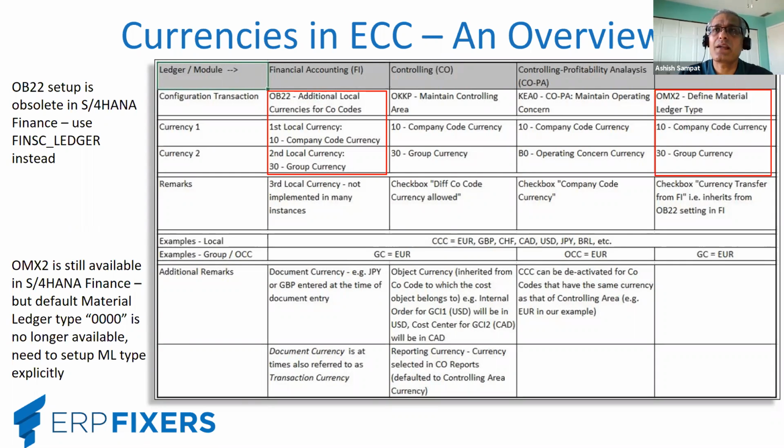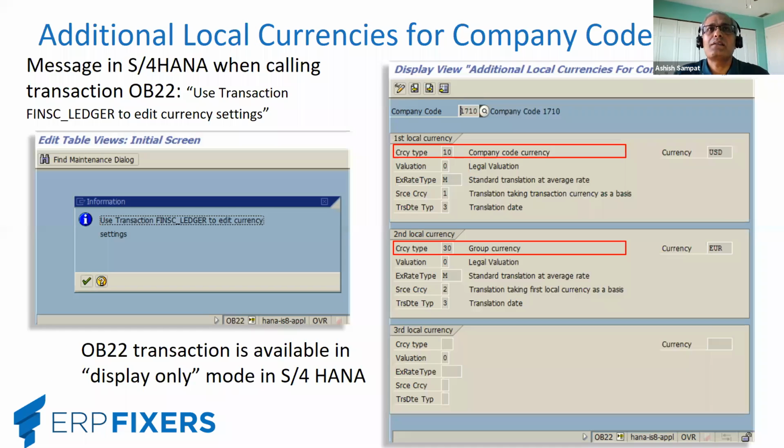So we'll look at that in the next slide. Basically, for this additional local currencies OB22, when we go to that screen, we'll get a message that says use transaction FinSC ledger to edit currency settings. Yet it will still be available in display-only mode.